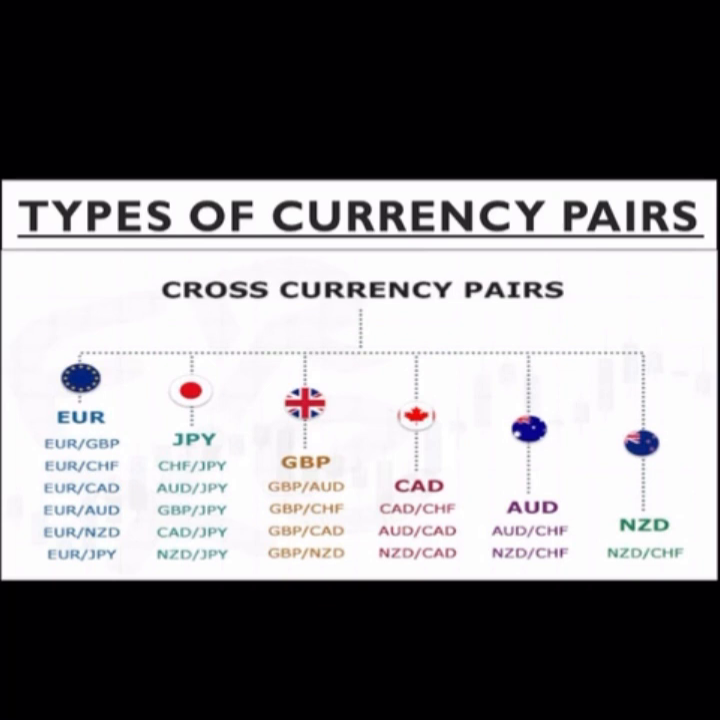Then we have the euro being traded against the Great Britain pound. We have two popular countries' currencies traded against each other. They all fall under the cross pairs. But remember, in these pairs, the US dollar is not in the picture. Okay, so that is why it's called a cross pair.